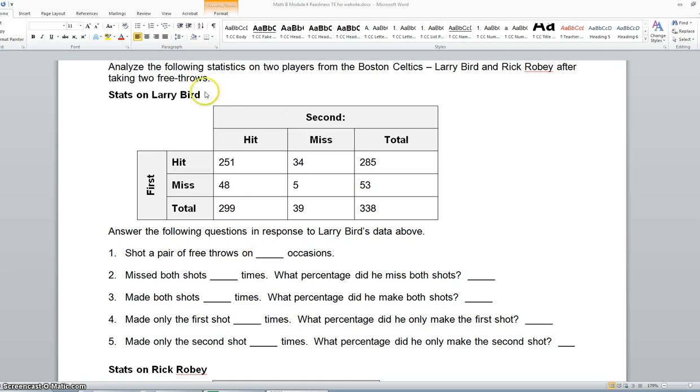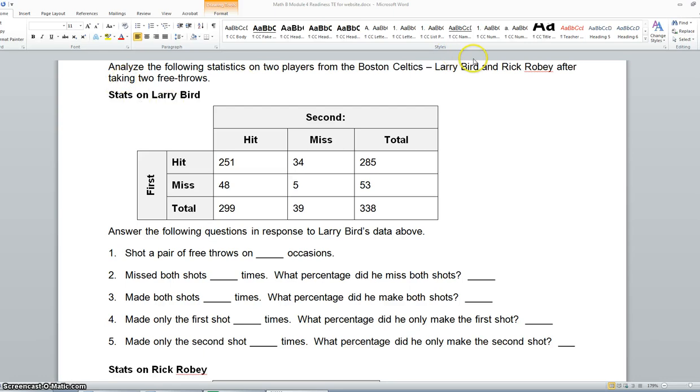This is the statistics on the basketball player named Larry Bird, and we're going to use this warm-up to remind us how to do things for our two-way frequency table. Okay? So we're going to answer the questions. Shot a pair of free throws on how many occasions? So how many free throws did he shoot? Find the number in the table and write that down.